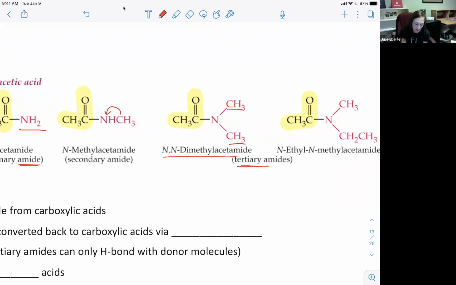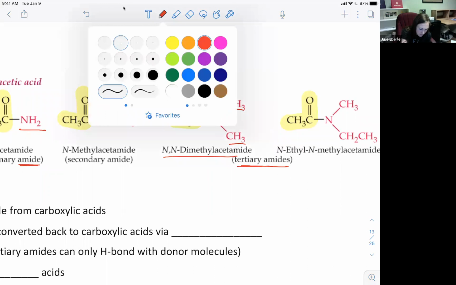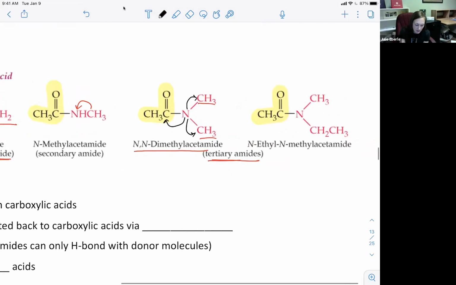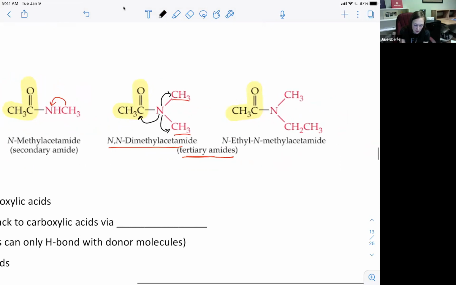You know why they call this a tertiary amide? Can you look at that? We've got 3 bonds, one right there, and one right there. 3 bonds to carbon. So that's why it's a tertiary amide. Yesterday we learned how to classify amines. It's the same principle here with amides. You're looking at how many carbon bonds this particular nitrogen is bonded to.